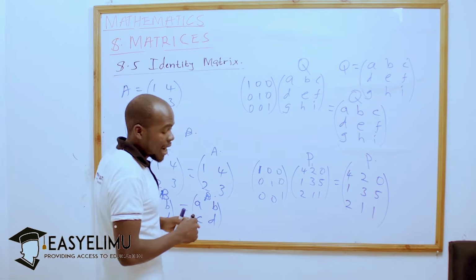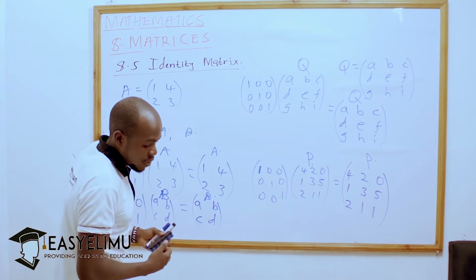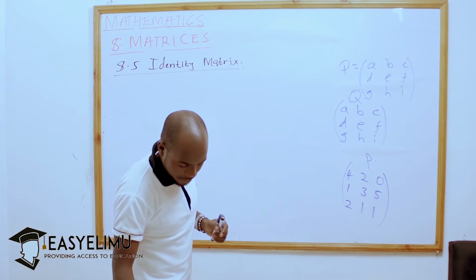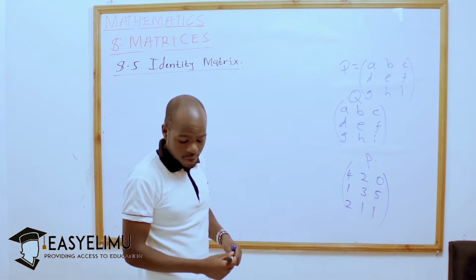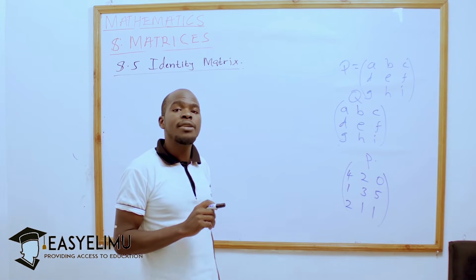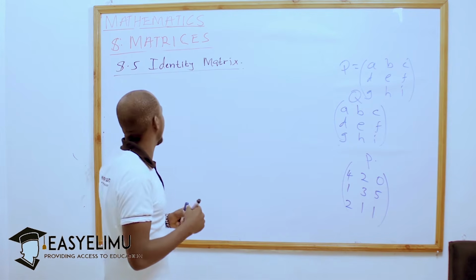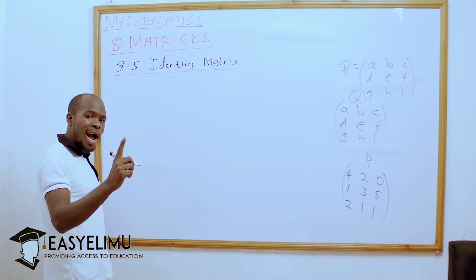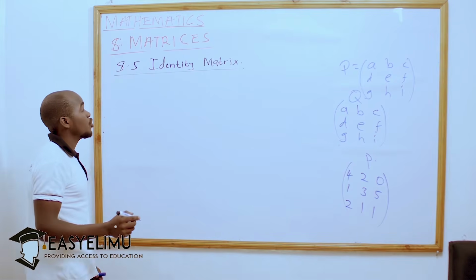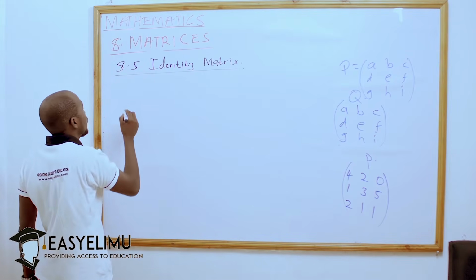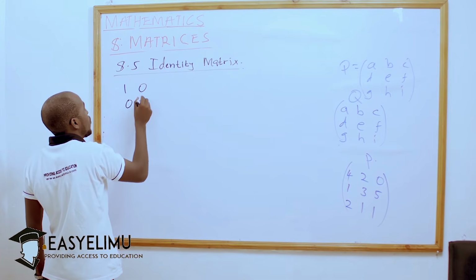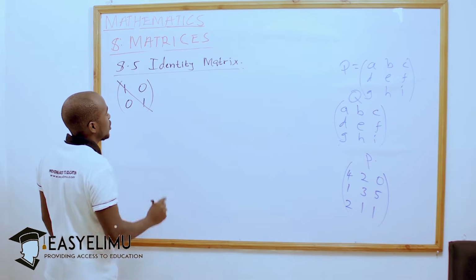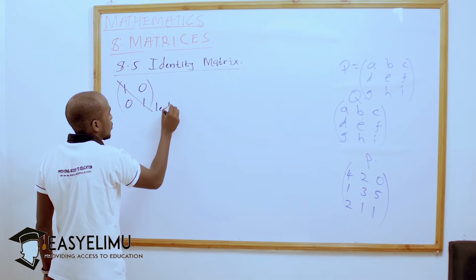So we can say that an identity matrix is actually a square matrix which has ones in the leading diagonal, and I will show you which one is the leading diagonal and the main diagonal. For the case of 1, 0, 0, 1, the leading diagonal is this one. That is what we are referring to, the leading diagonal or main diagonal.